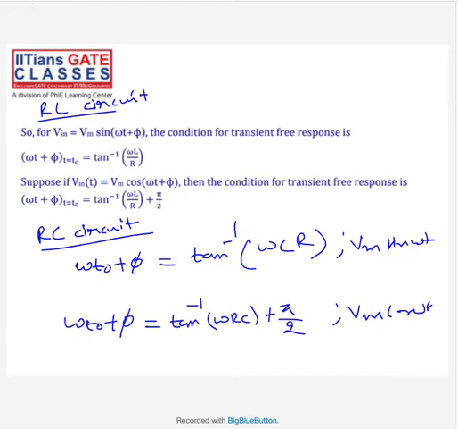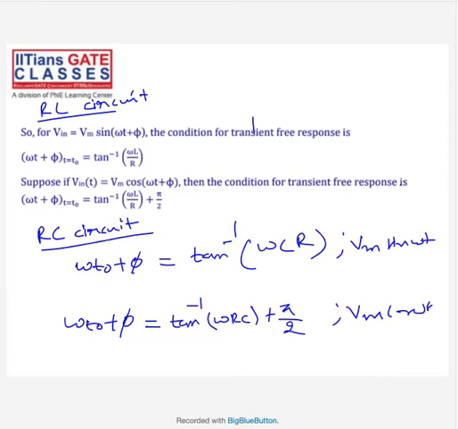Transient free condition means that the response is immediately a sinusoid, what you call steady state. To get this, you can operate the switch at the instant given by omega t naught plus phi is equal to tan inverse omega L by R.